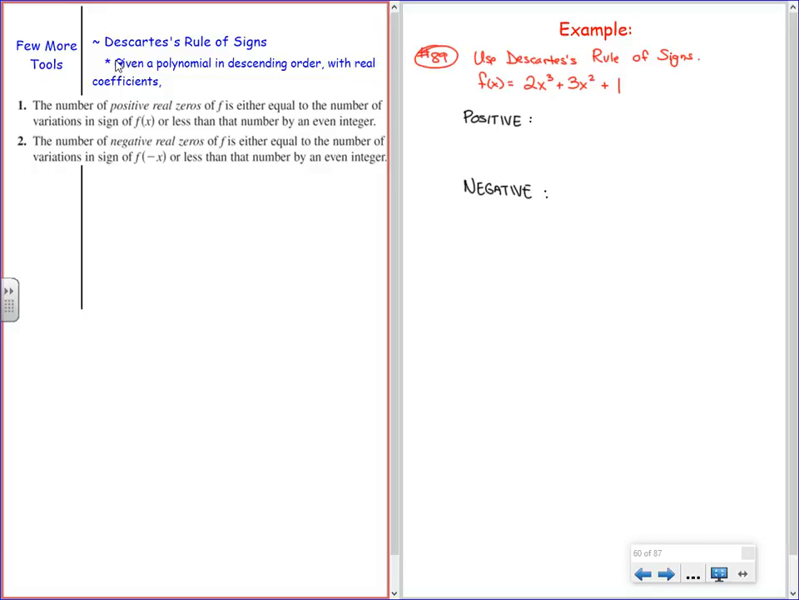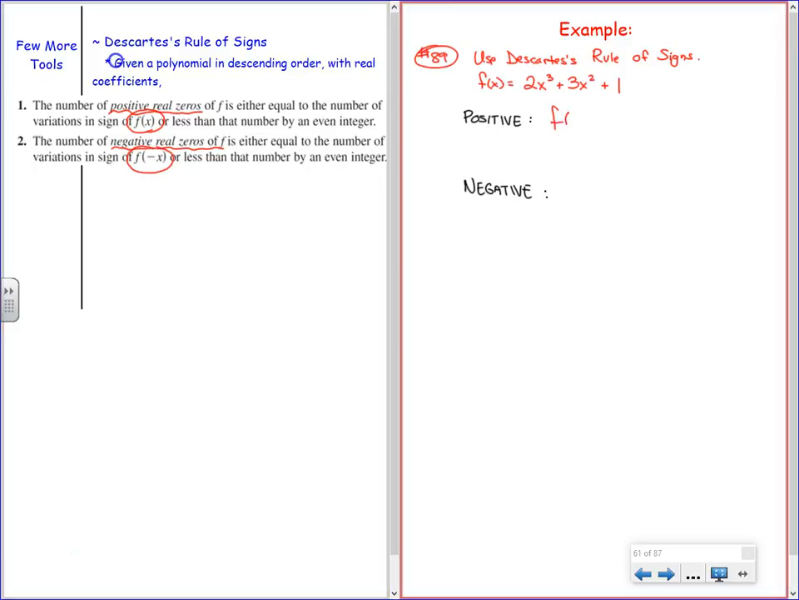For positive real zeros, you want to look at the changes in sign of f of positive x. And for the negative real zeros, you want to look at the changes in sign of f of negative x. So positive, we're looking at the changes in sign of f of positive x. Negative, we're looking at the changes in sign of f of negative x.